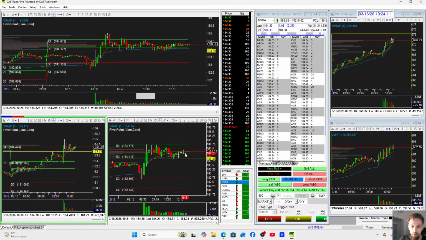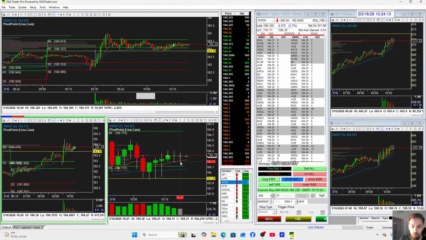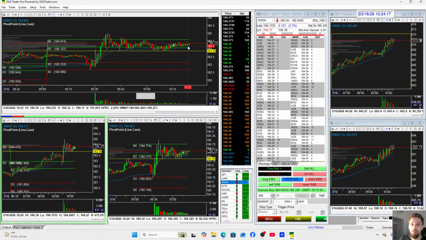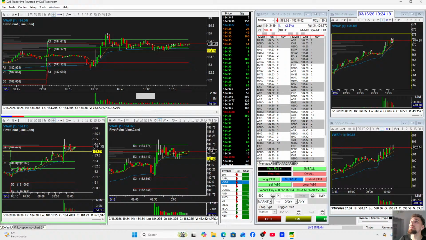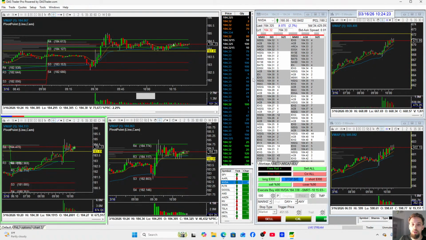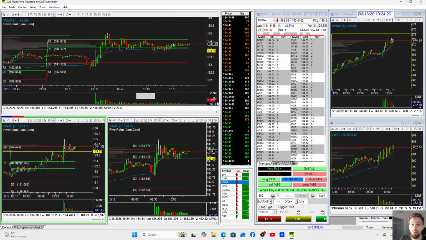We're respecting this trend line here on the 3-minute. Let's see if buyers are going to step in here. SPY and Qs look like they're struggling. That's not good for me.